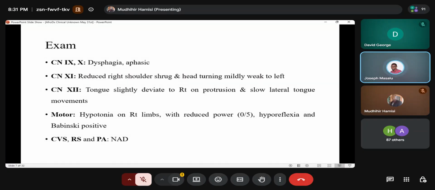A positive Babinski still localizes to an upper motor neuron lesion that we've talked about. So still, Mudhihir, I can say, I can't take my mind away from a stroke. And this patient first needs a CT to rule out if there is hemorrhage.